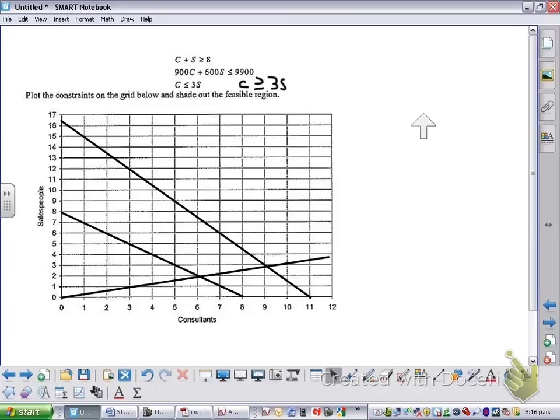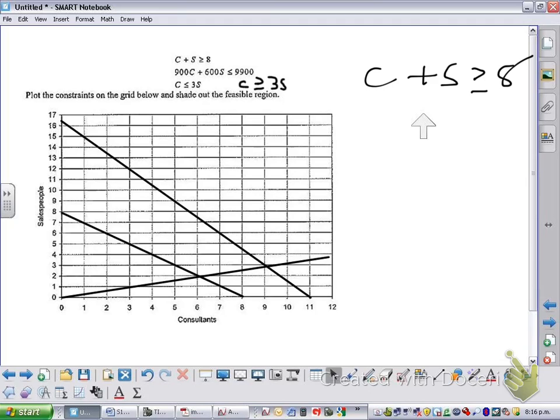Okay, this is the next question on linear functions and linear programming, and you've got to get the lines in here. And you've got to get the shading correct so you can find your feasible region. So if you're having issue, you've got to do this a step at a time. So C plus S, and just think about it as, well, it's greater than or equal to 8.